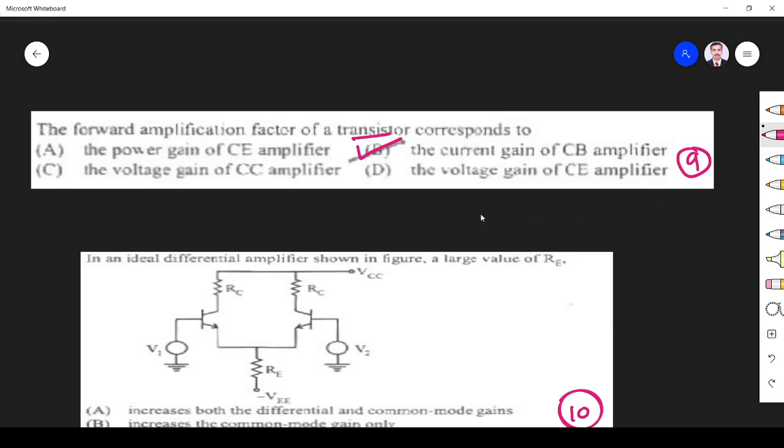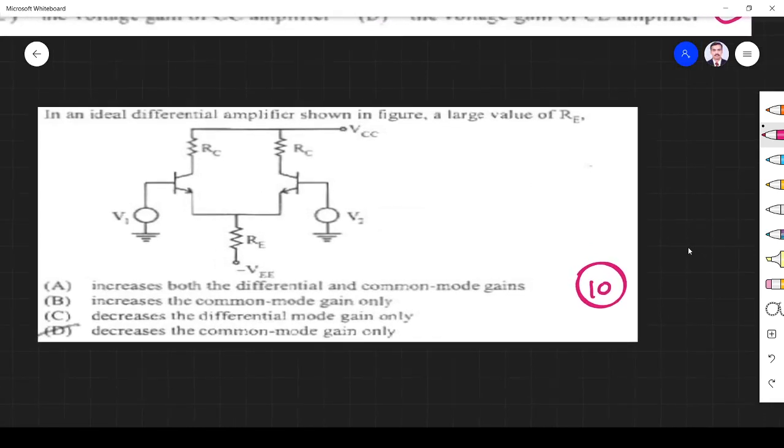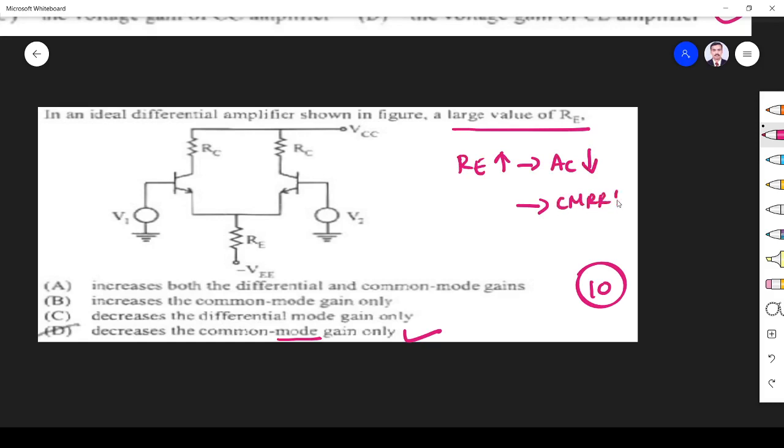Next question, in an ideal differential amplifier shown in the figure, the large value of RE. This question is asked regularly in most of the exams from TNEB or TRB. The answer is it decreases the common mode gain. When RE increases, AC decreases. This means CMRR will increase. That's why they are using it like this. So a large value of RE decreases the common mode gain.